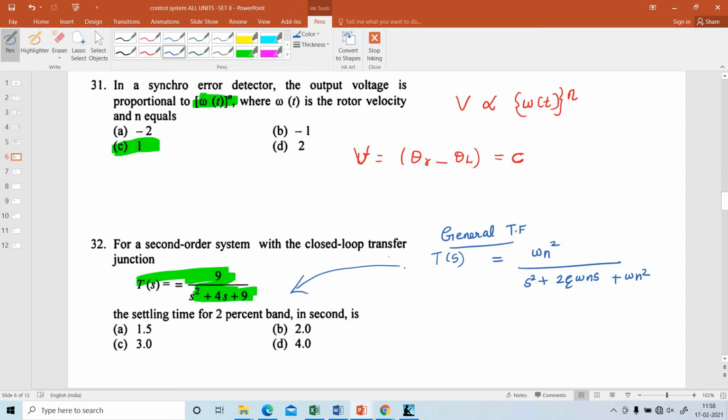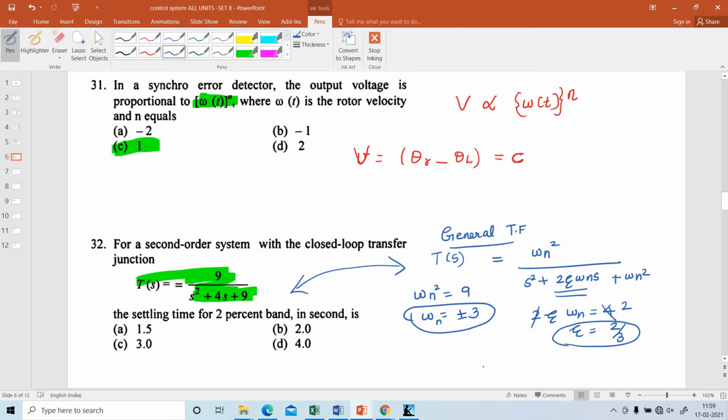Now I am going to equate both equations. I get omega n square equal to 9, omega n is plus or minus 3. I have to take plus 3. Now equate 2 zeta omega n equal to 4, so zeta equal to 2 by 3. Next, for a 2 percent band, the settling time Ts equals 4 divided by zeta omega n. Zeta is 2 by 3, omega n is 3, the 3s cancel. The answer is 2. So the settling time is 2, and 2 is the correct answer.